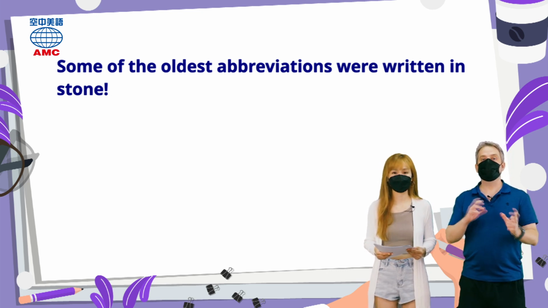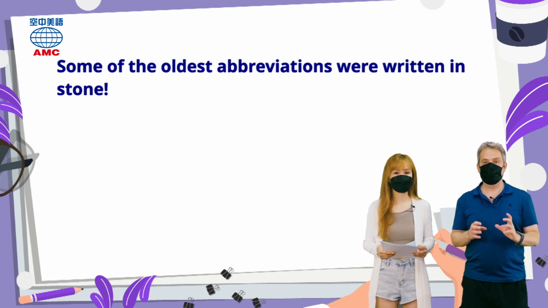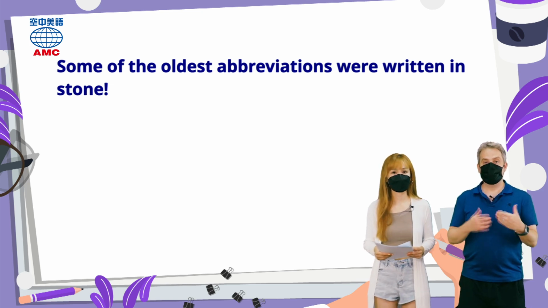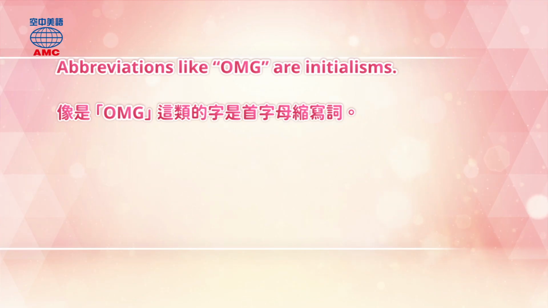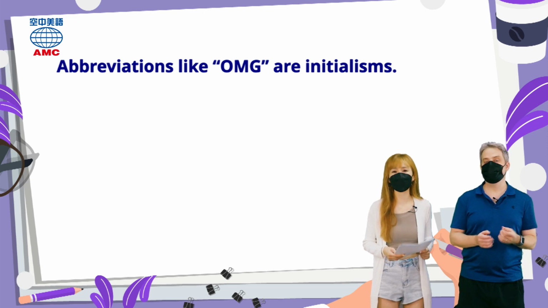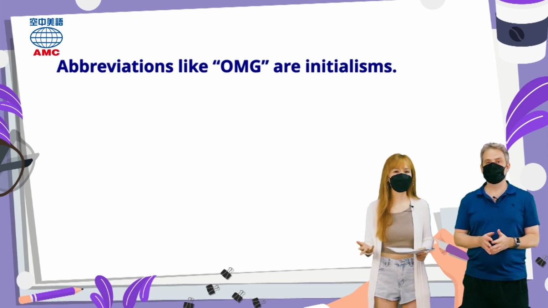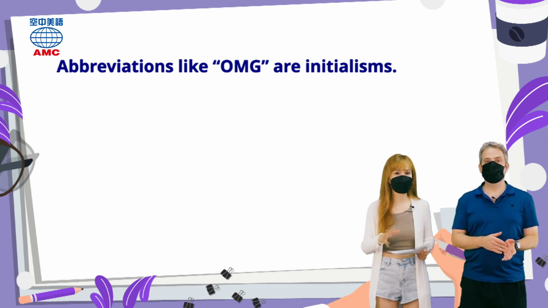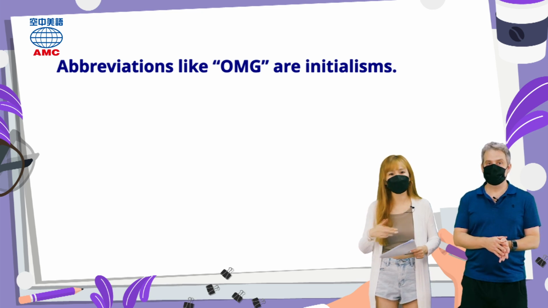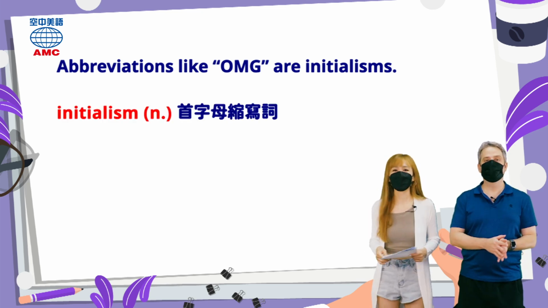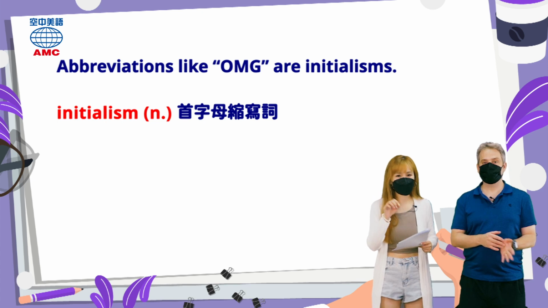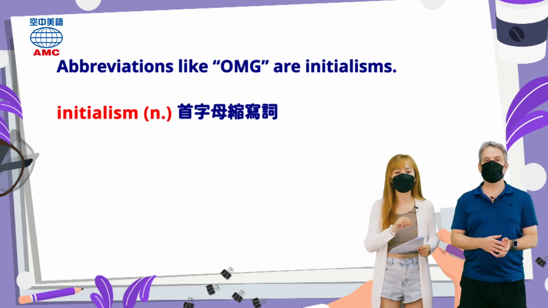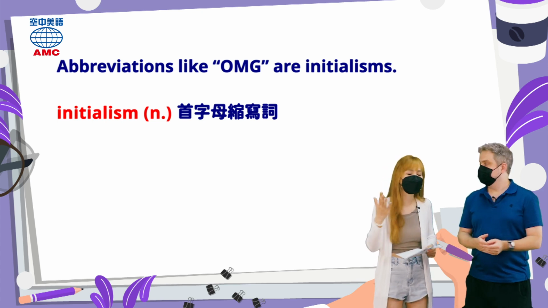So now we'll look at some different types of abbreviations, okay? Here we say abbreviations like OMG are initialisms. Initialism, yes. Initialism. I know initial, that's easier to say.